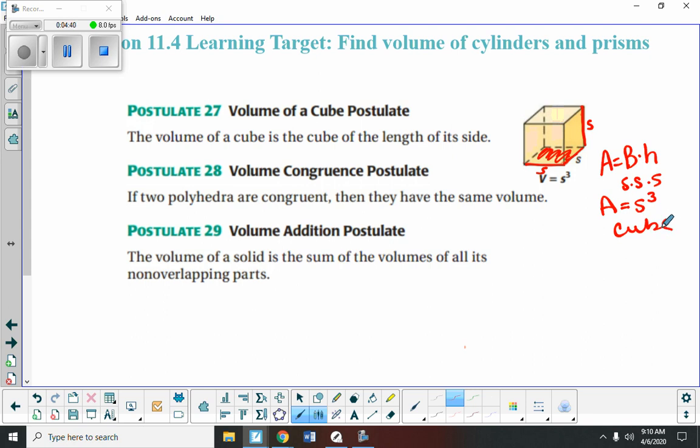Also, I want to talk about the volume addition postulate. You'll be using that in this lesson. The volume of a solid is the sum of the volumes of all of its non-overlapping parts. So basically, if you have a cube, and something like this, and you had to find the volume of a shape like this, you would find the volume of this one and the volume of this one and add them together. All right, so let's use this.